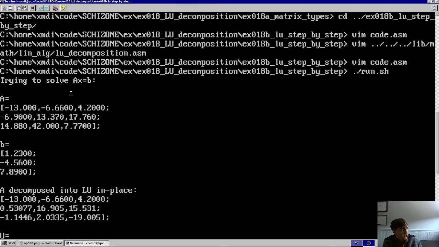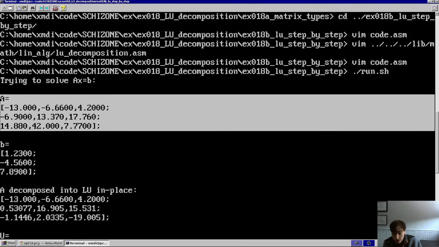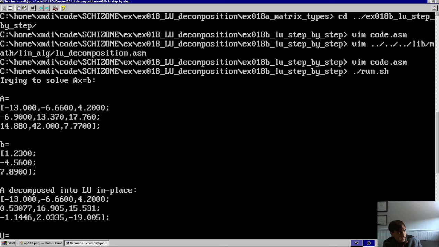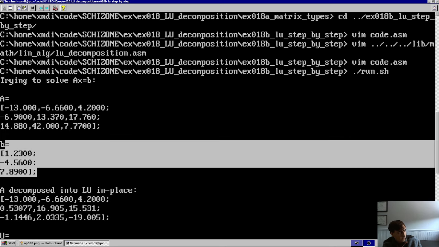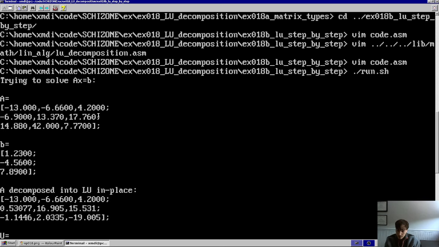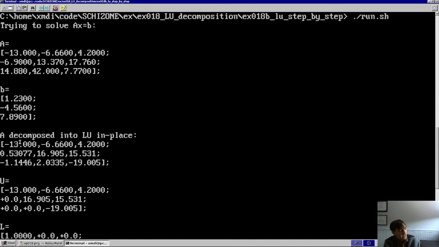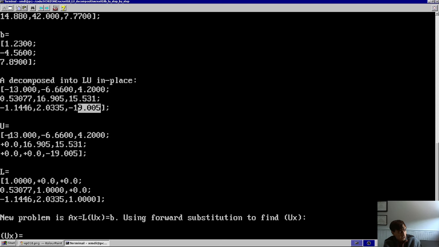What's going on here? This is our original A matrix that we're trying to solve. Let's try and solve AX equals B. Here's A and here's B. The first thing we do is call that LU decomposition function, and this is the decomposed LU in place. In this case, these elements are all part of the U matrix, and this element and these two are part of the L matrix, along with an implied set of three ones on the diagonal.